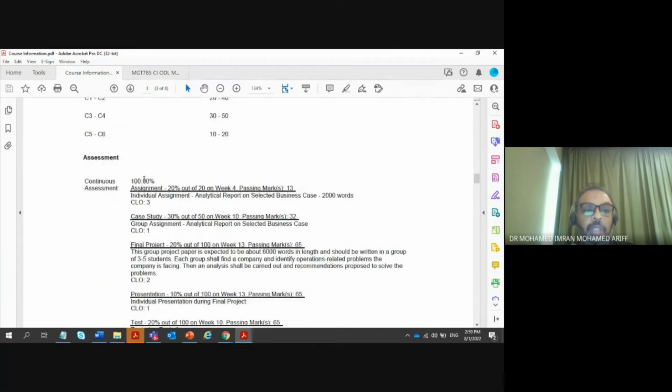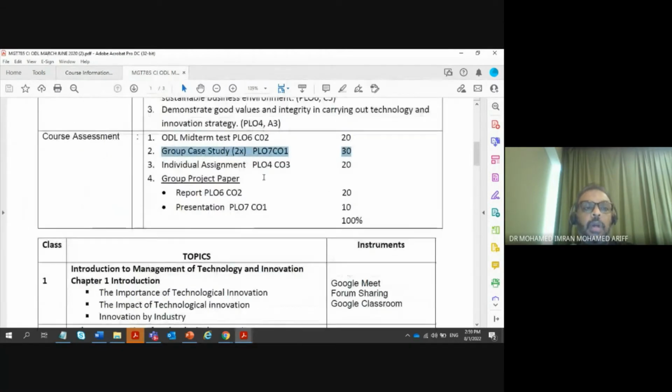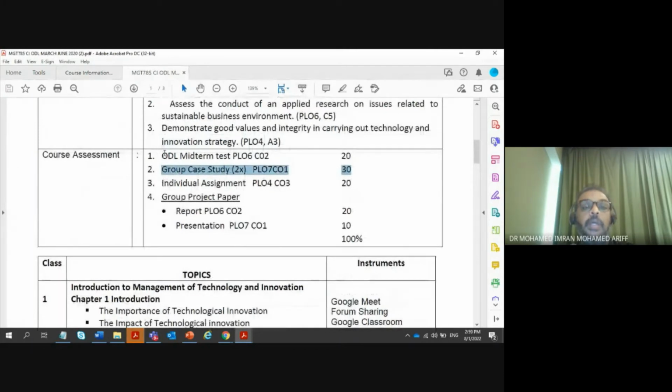And this continuous assessment, we go here. All right. So for this course, we are going to have one midterm exam, which is going to carry 20%. We're going to have 2 group assignments, which is going to take 30%, 1 individual assignment, and 1 group project. So you have 1 big group project, individual 1, group assignment 2, and your midterm exam 1, 30%, 20%. Okay, so it's quite straightforward.